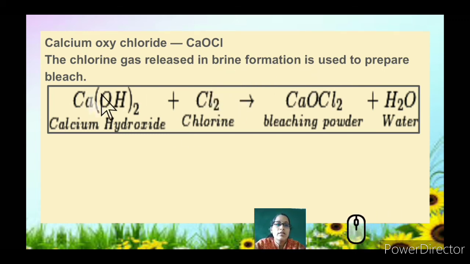This chlorine gas, you can see, is used in the preparation of bleaching powder. Calcium hydroxide plus chlorine. Calcium hydroxide, when combined with chlorine, forms bleaching powder, that is calcium oxychloride. You can see here the formula for calcium oxychloride as CaOCl2, and what is released? Water is released. To make you remember, the left hand side of the equation is always the reactant, and the right hand side of the equation is always the product.